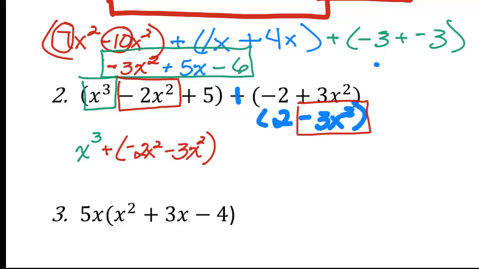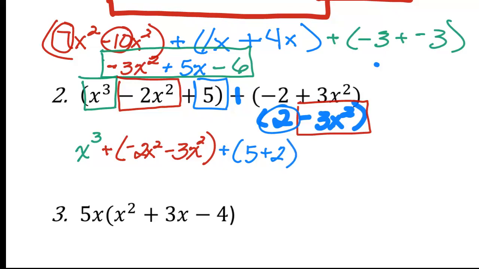Do I have any x term? I do not. And so then I look at my constants. I have a 5 plus, and remember we changed this. This is not a negative 2. It is now a positive 2.